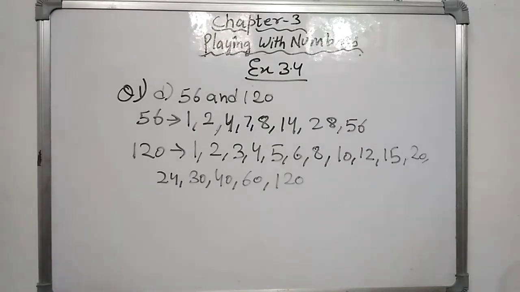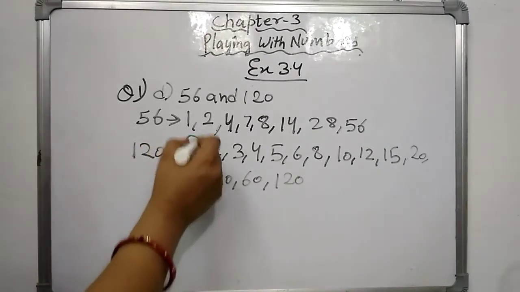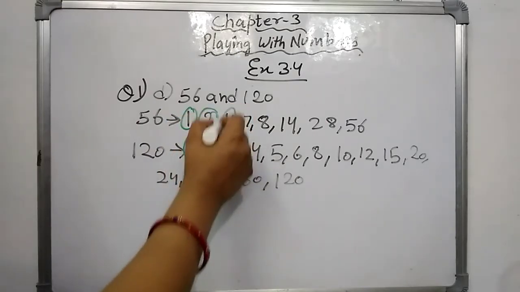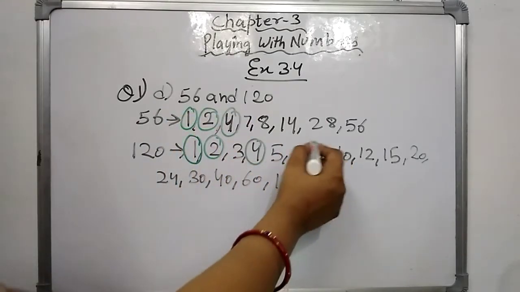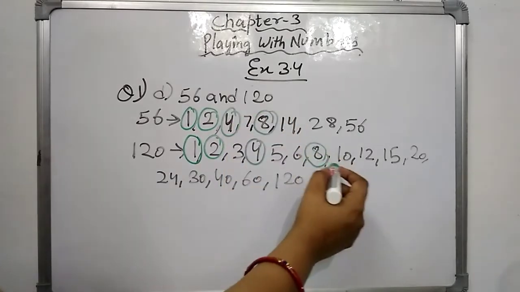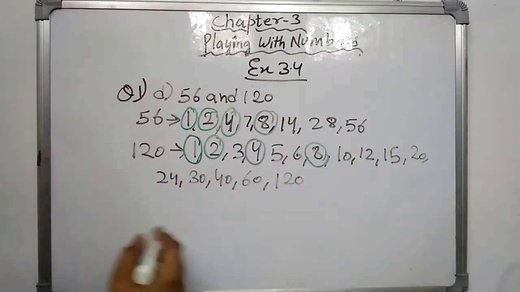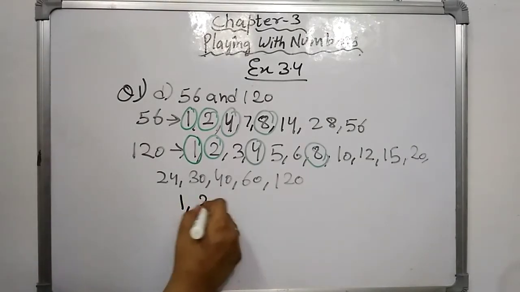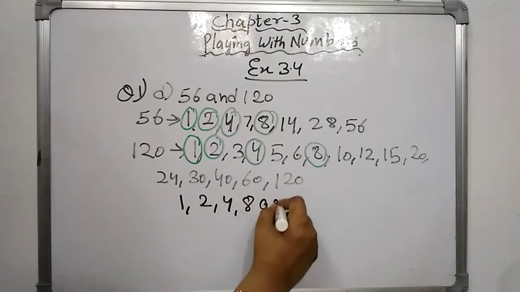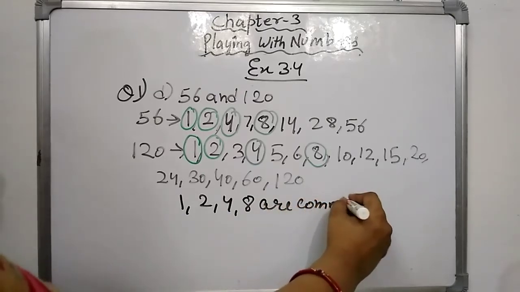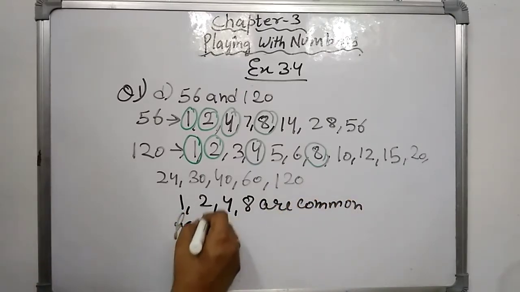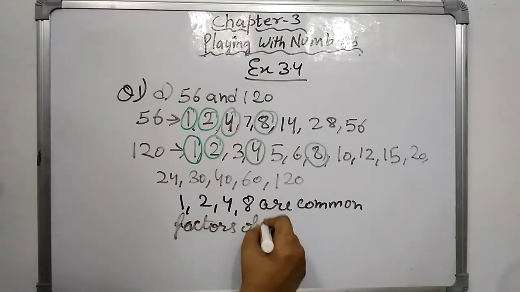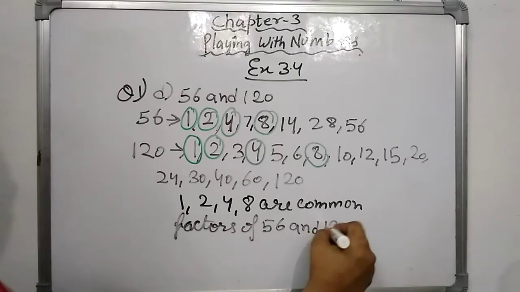Now let's see what are common factors of 56 and 120. This is number 1, number 2, number 4, then we have 8. After that, no other common factor. So common factors are 1, 2, 4 and 8 are common factors of 56 and 120.